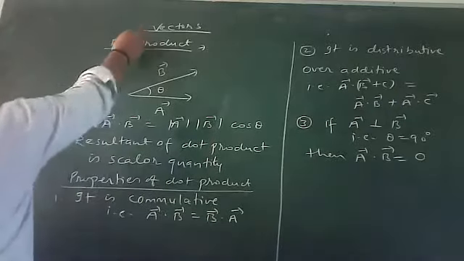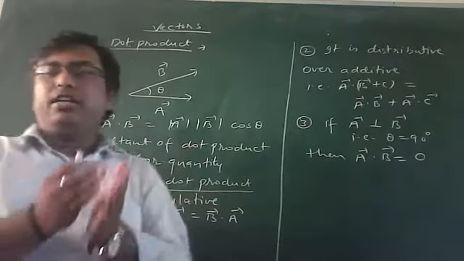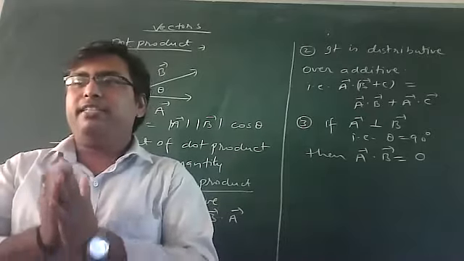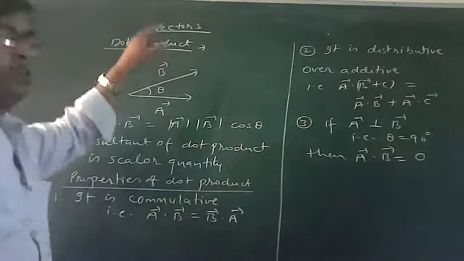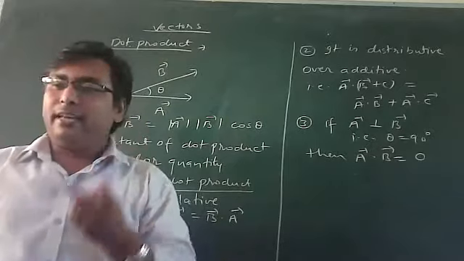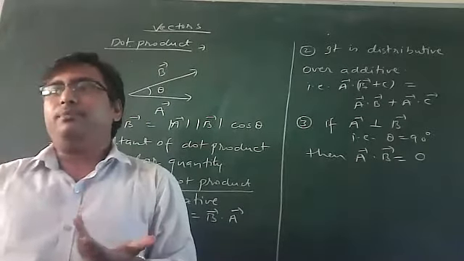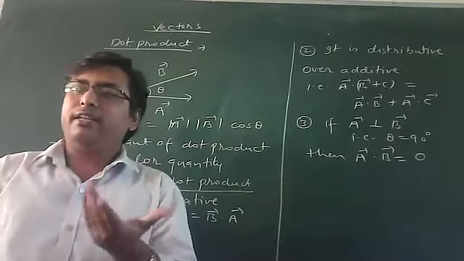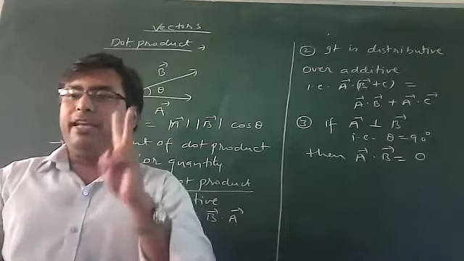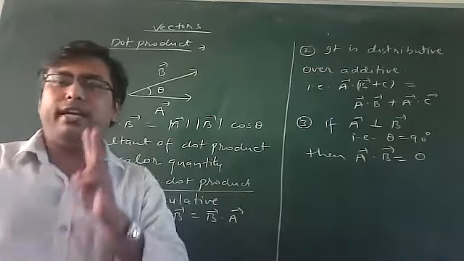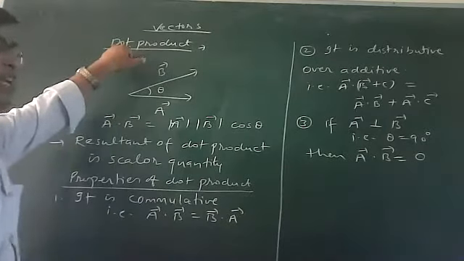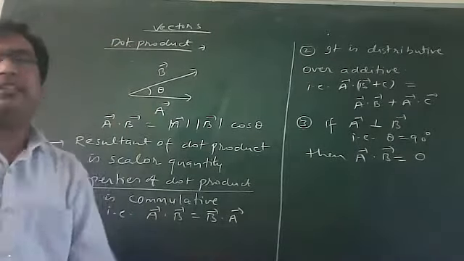This is dot product. In case of vectors, our topic is multiplication of vectors, and the first topic is dot product. What is the dot product? Dot product means when two vectors are multiplied in such a way that the resultant is a scalar quantity. I'm multiplying two vectors, but my resultant quantity is a scalar quantity. Then I will say my multiplication method is dot product.